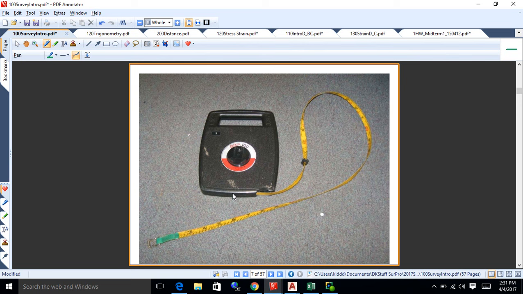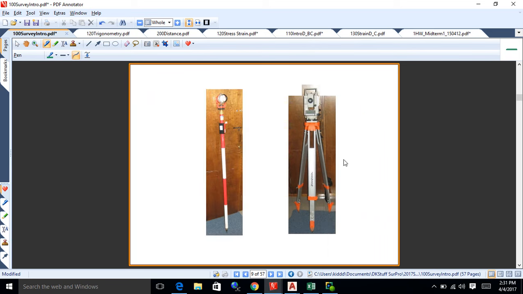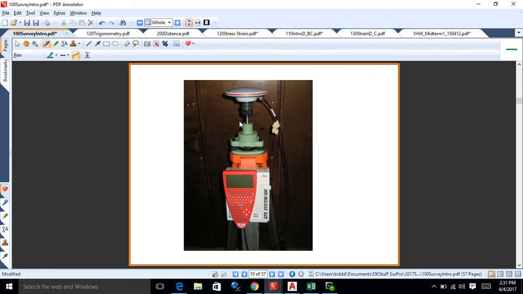Okay, so there's a tape. You just pull that thing out and measure a distance. There's a level. You shoot the rod there and you can determine elevations using that. Here's a total station with a prism. And there's a surveying GPS.